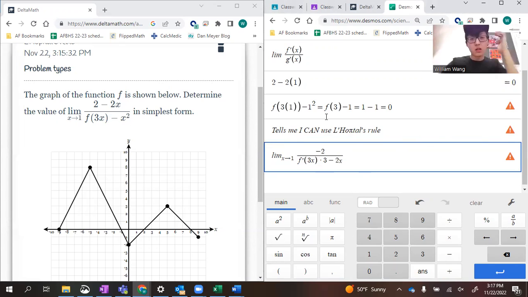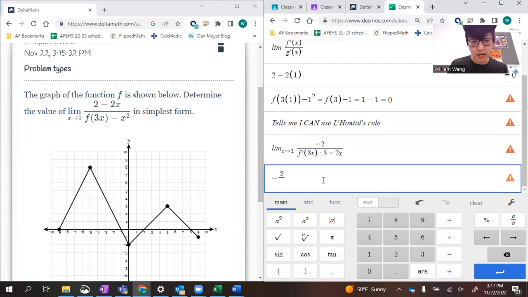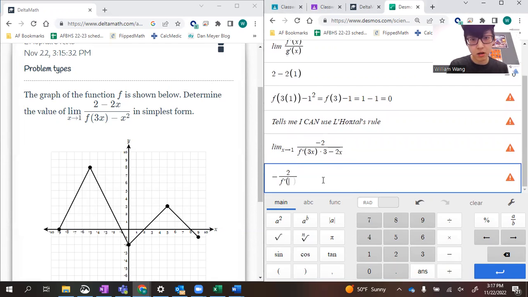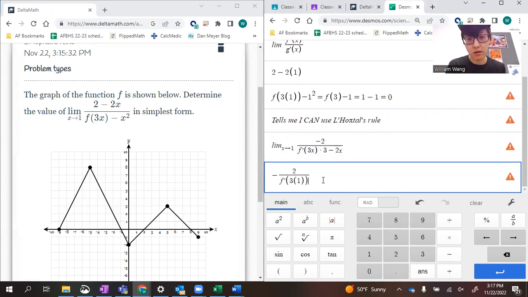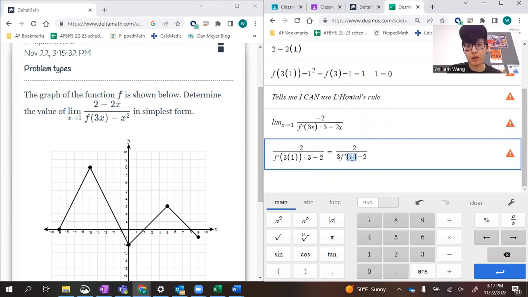Then minus derivative of x squared is 2x. All right. So let's actually just solve that then. So it's -2 divided by f prime of 3 times 1 times 3 minus 2. Oops, I'll put this negative right there. All right. So that's -2 divided by, I'll simplify it as 3 f prime of 3 minus 2. And now the question is, what is f prime of 3?